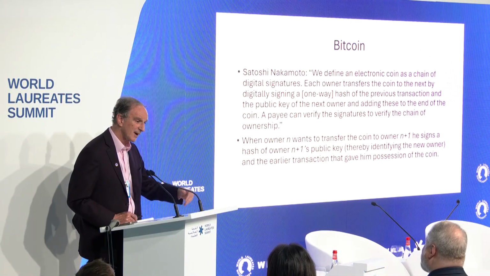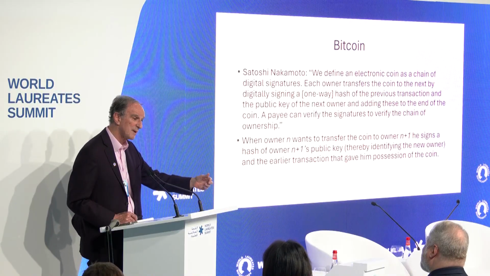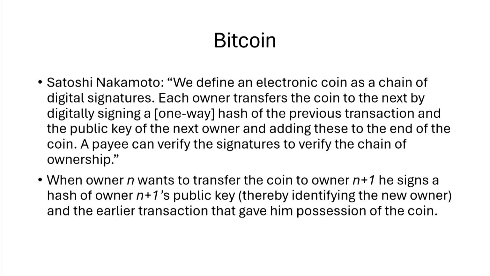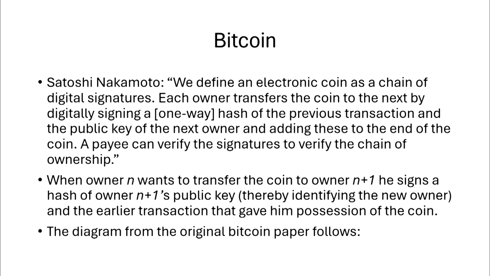So when owner N wants to transfer the coin to owner N plus 1, or some part of the coin, he may want to break the coin up, he signs a hash of owner N plus 1's public key, thereby identifying the new owner, because he uses his secret key to sign it. And how do you know that you only need his public key to verify the signature? You know that his public key is what he claims it is, because the previous owner told you that in a signed statement.